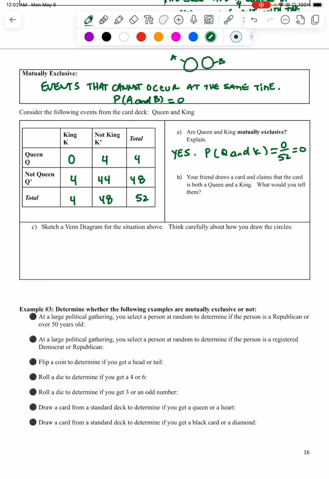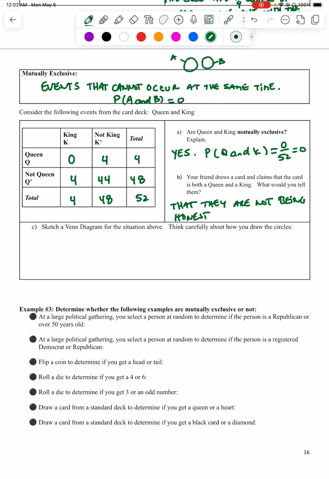Now, your friend draws a card and claims that the card is both a queen and a king. What would you tell them? Well, that they are not being honest, right? Honest instead of lying. So that they are not being honest, right? Or maybe they're like a wizard, right?